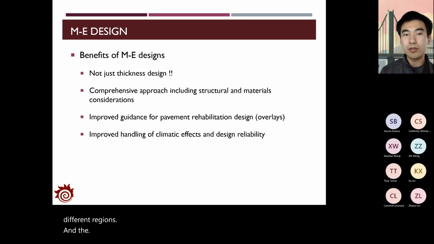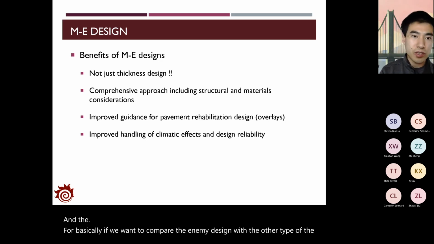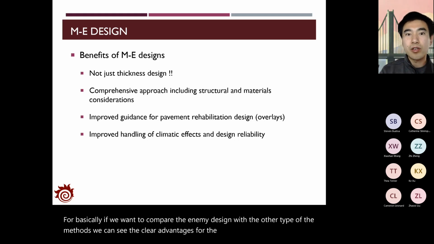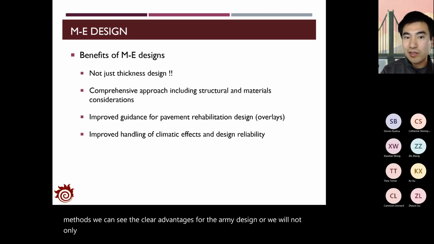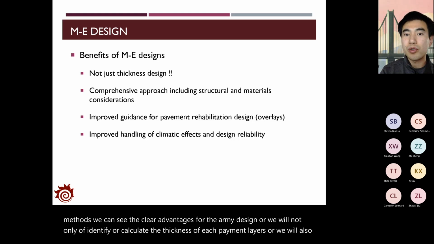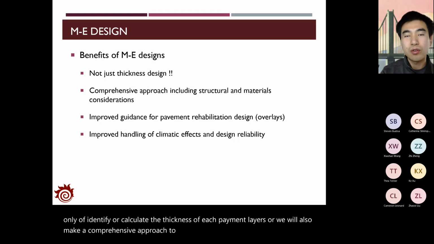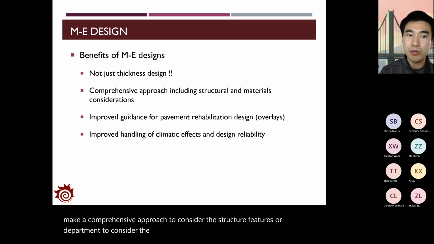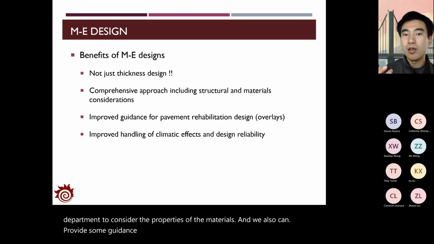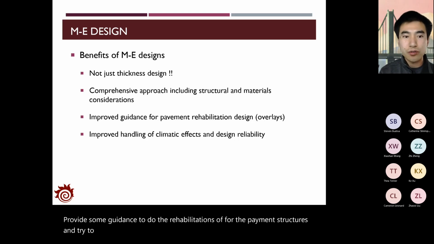Basically, if we want to compare the ME design with the other types of methods, we can see the clear advantages. For the ME design, we will not only calculate the thickness of each pavement layer, we will also take a comprehensive approach to consider the structural features of the pavement, to consider the properties of the materials, and we also can provide some guidance to do the rehabilitations for the pavement structures, and try to do the maintenance in the future.